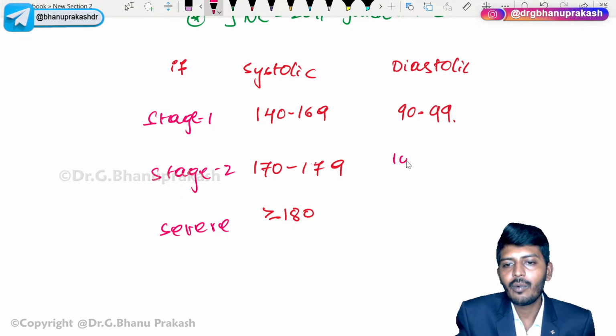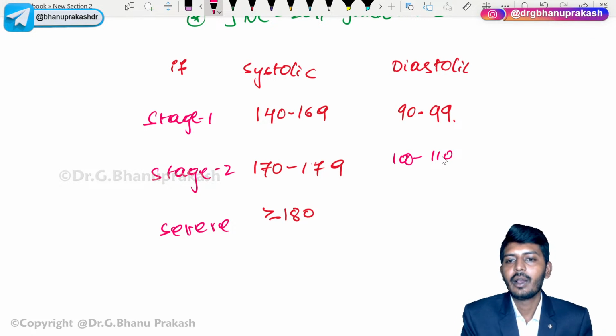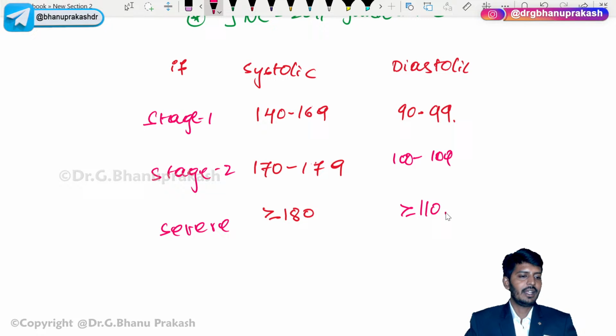So here diastolic from 100 to 109 actually. So more than or equal to 110 will be called severe hypertension. So this is the diastolic and systolic blood pressure classification.